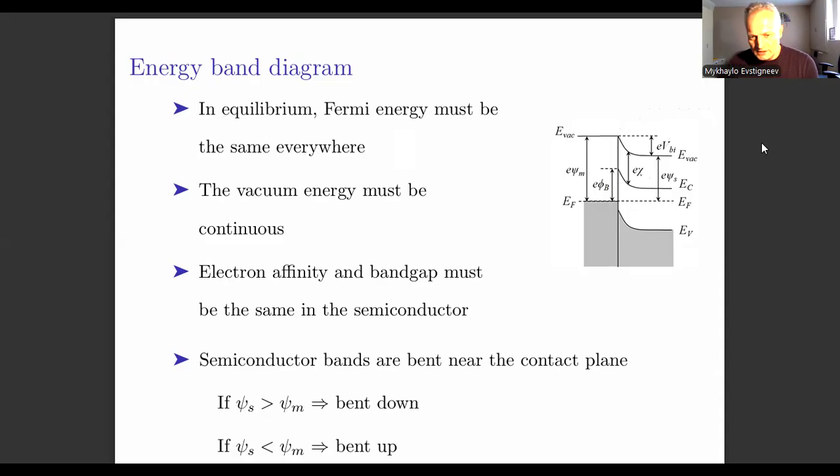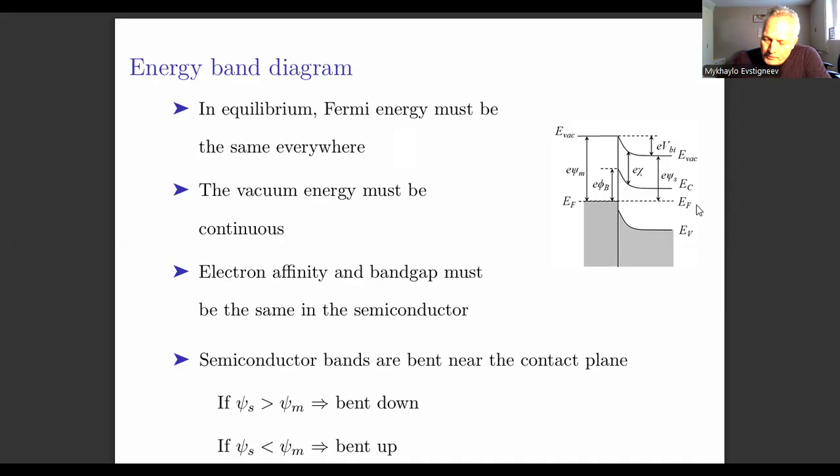And if the semiconductor work function is smaller than the metal's work function, as shown in this figure, then the semiconductor bands are bent up. You may wonder what happens to the metal bands. Why do they not exhibit bending? And the answer is because the concentration of electrons in a metal is much higher than the concentration of free charge carriers, electrons and holes, in the semiconductor.